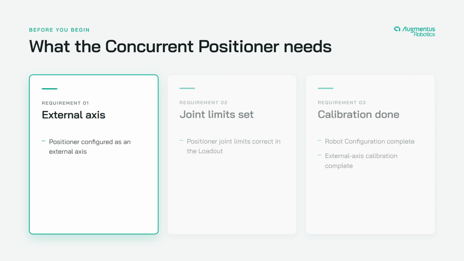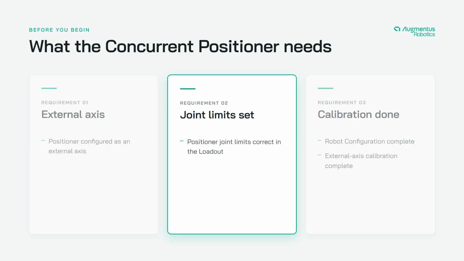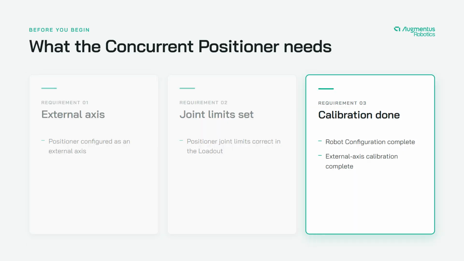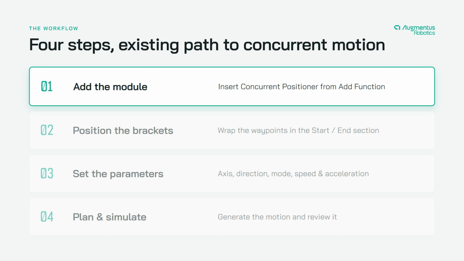Your positioner must be configured as an external axis. Its joint limits must be set correctly in the loadout. And robot configuration with external axis calibration should be complete. The workflow has 4 steps.